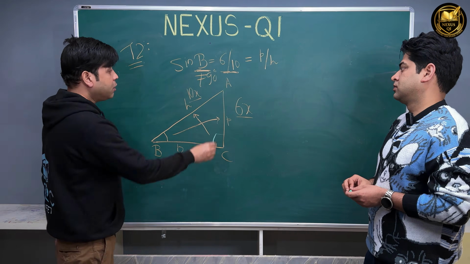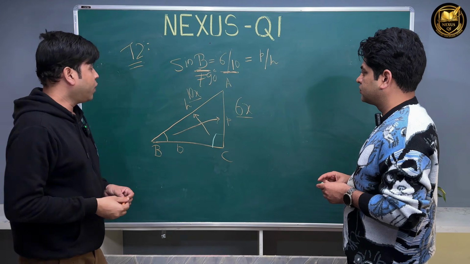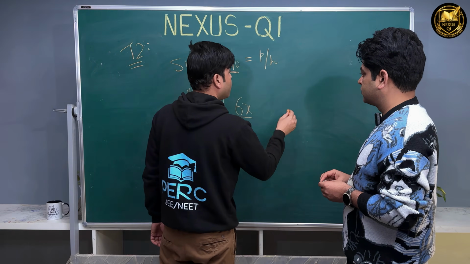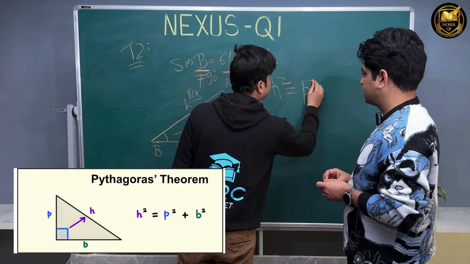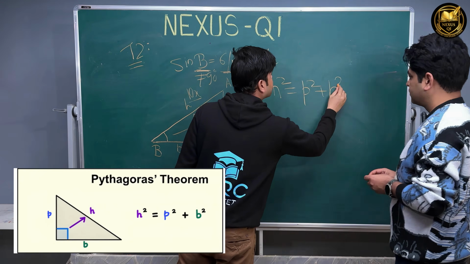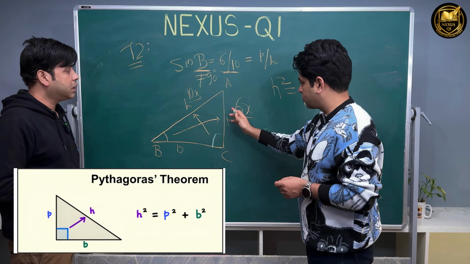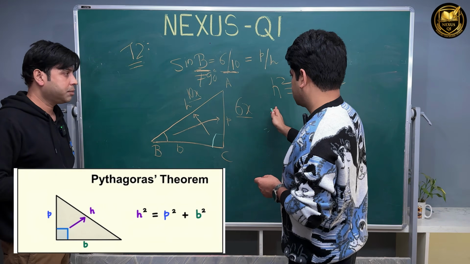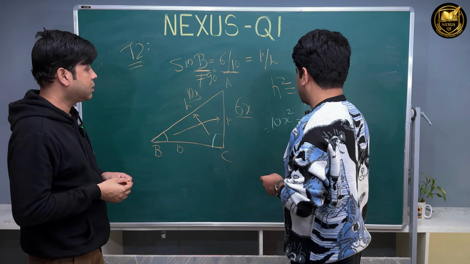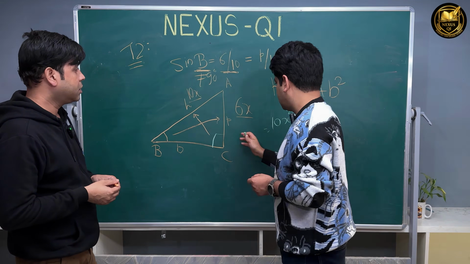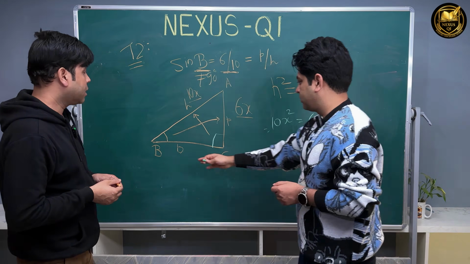Now, we know two sides. We have to find the third one. So what will you do here? First of all, always write the Pythagoras theorem. Don't write any sides yet. First write h square equals p square plus b square. Now, we have to put the values. h is the hypotenuse, the value they have given is 10x. So (10x) square equals p, which is (6x) square, plus b square. b is what you have to find, so keep it as b square only.